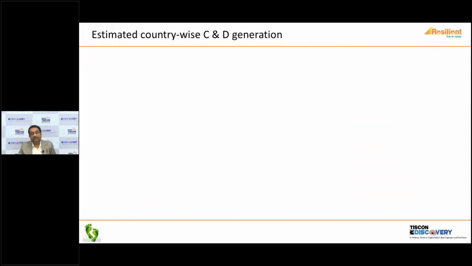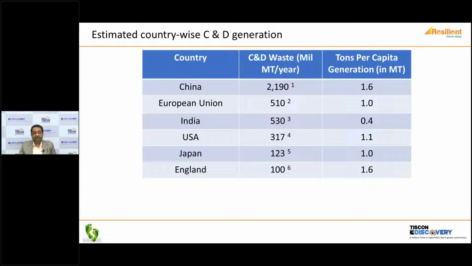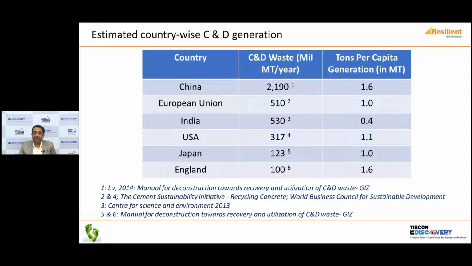Let's look at the situation in the rest of the world, most of the developing countries and China, for instance. China generates around 2,190 million tons of C&D waste in a year, with a per capita figure of 1.6. The European Union, all put together, has a figure of around 510 million tons. USA around 317, Japan around 100 million tons per annum, and England around 100 million tons per annum. India, at the figure of 530, also gives something like a per capita 0.4 metric tons compared to the rest of the countries where it is somewhere between 1 and 1.6.